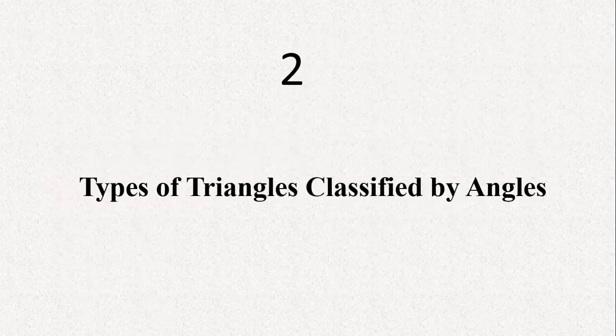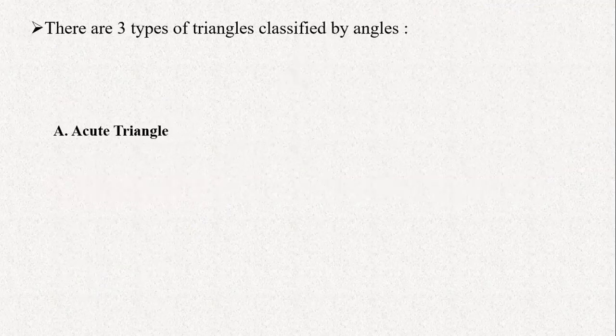Okay, we finished the first category and now we will mention types of triangles classified by angles. Again, in this category, there are 3 types of triangles. First one is the acute triangle. Let's remember what an acute angle is. Can you define it? Yes, an acute angle is less than 90 degrees, right? And now let's look at the acute triangle.